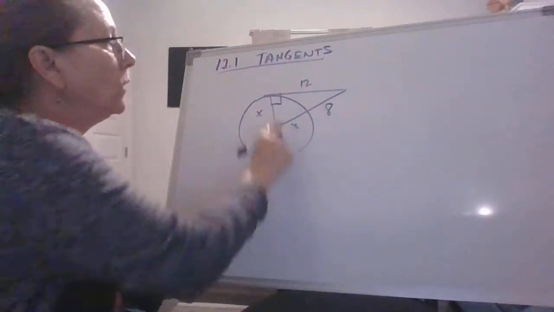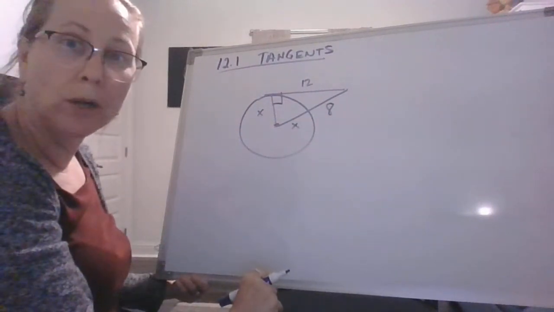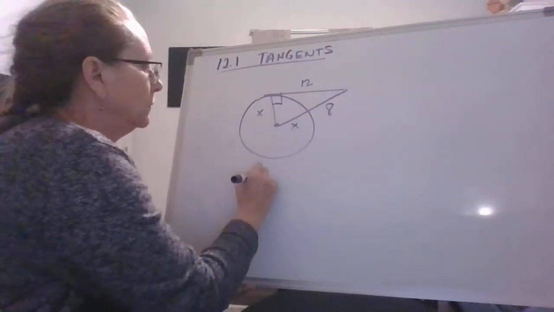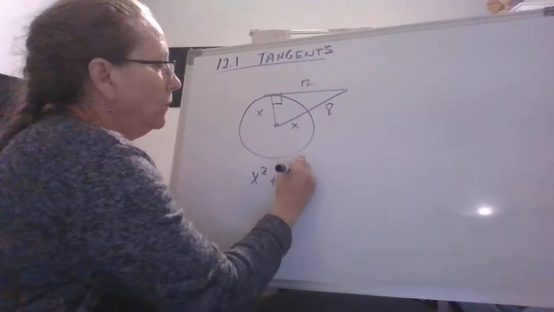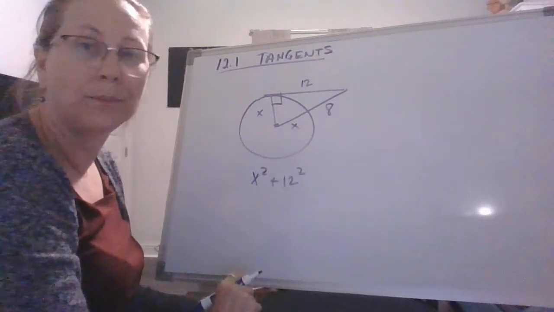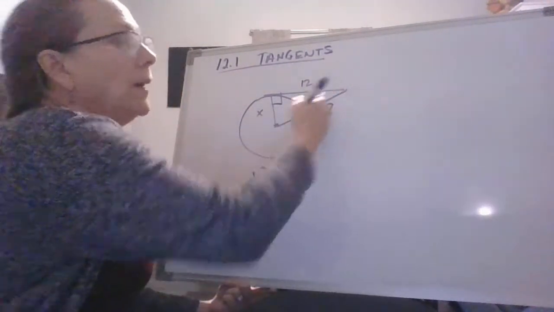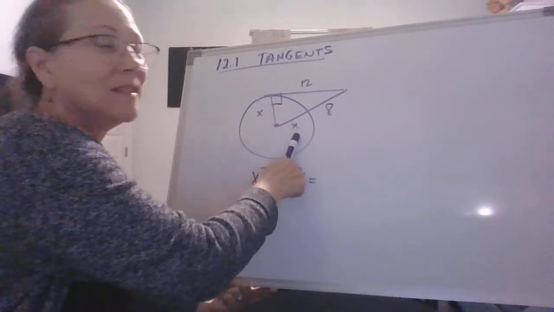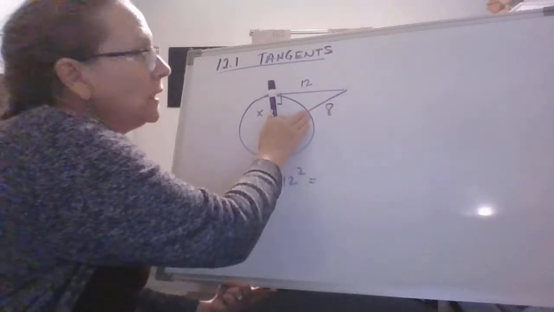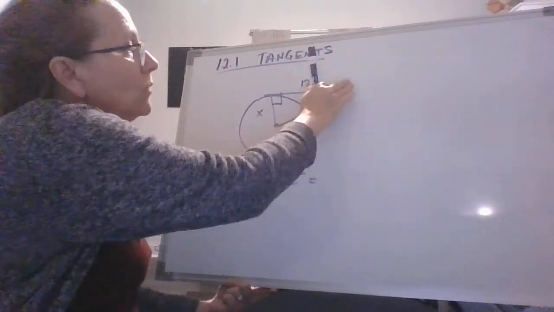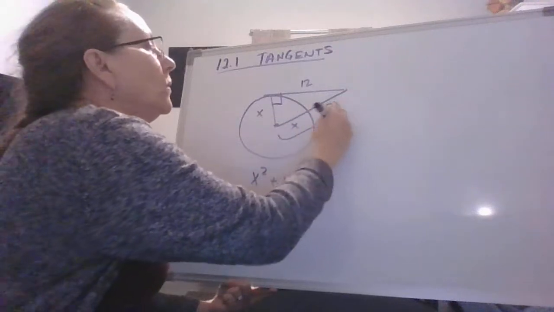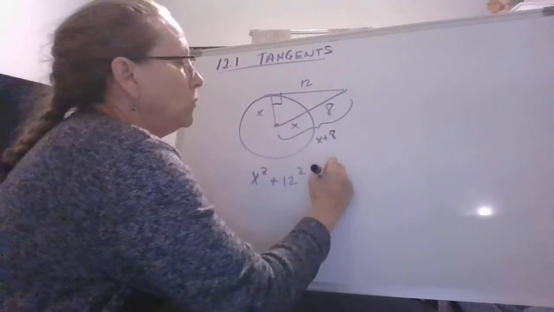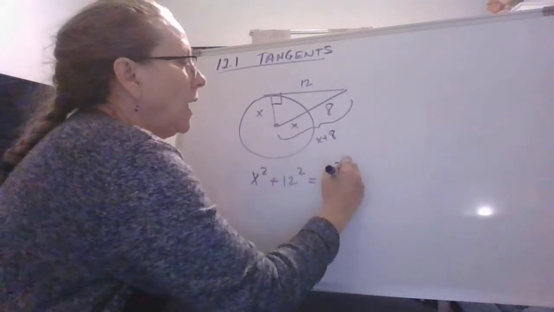Now, if we know that there's a right angle here and it's a right triangle, then we take the legs, the x value and the 12 value in the Pythagorean theorem, and we square them and add them. And we set that equal to our hypotenuse. Now, our hypotenuse is not x, that's a radius. It's not 8, that's only the section or segment outside of the circle. So this whole hypotenuse is x plus 8, which means we have to use a little bit of algebra.